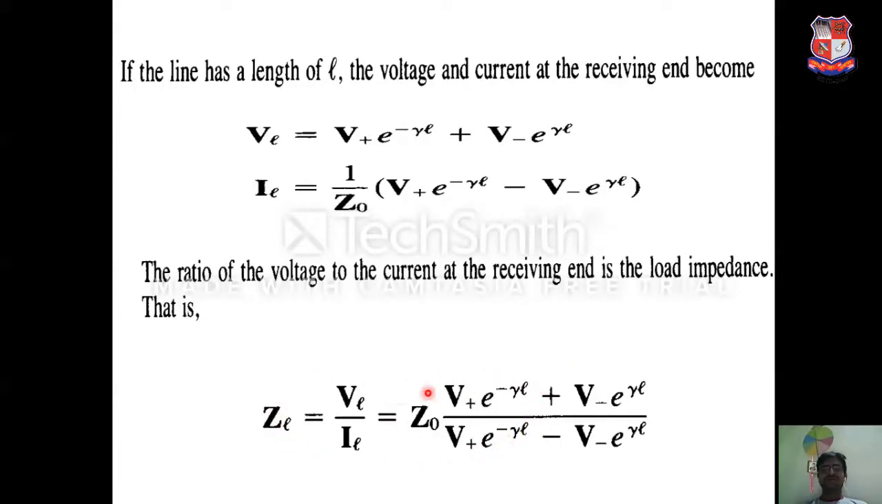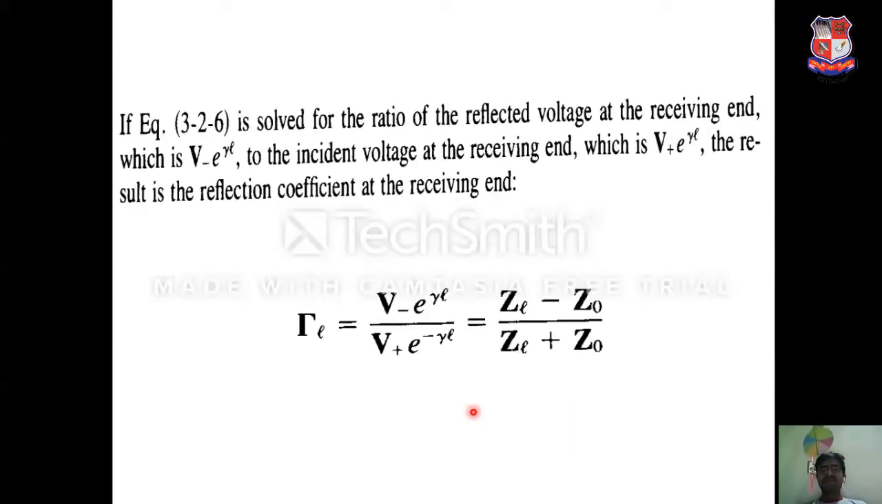Here what we can do is take this Z0 in the denominator of this ZL, and further we can simplify, and if we take the ratio of the terms V minus and V plus, then we will get this term ZL minus Z0 upon ZL plus Z0.